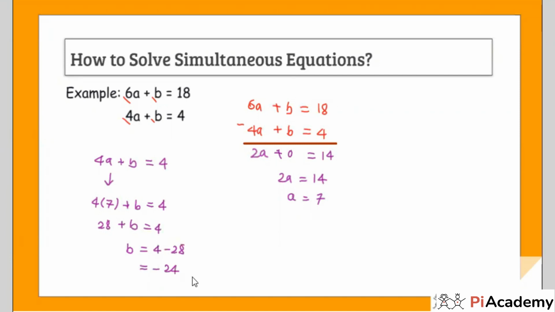Now, is it clear, everyone? Okay, Kaushal, what is your doubt? So I didn't understand where did 7 times 4 plus b equal to 4, but then you did 28 plus b equal to 4, and then how did you get b equals 4 minus 28?